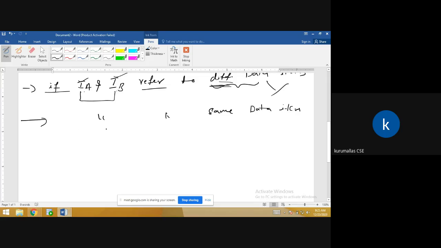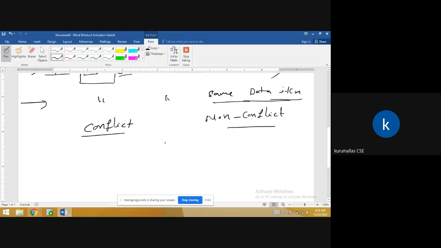Whereas if IA and IB refer to the same data item, then we have four types of cases. The four types of cases are very important. Read and write operations are performed on instruction A and instruction B. You remember we have the conflict problem and the non-conflict problem. When do we get a conflict, and when are we getting a non-conflict?